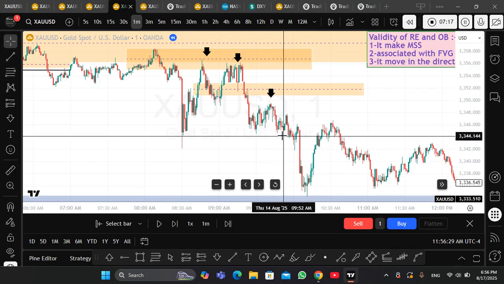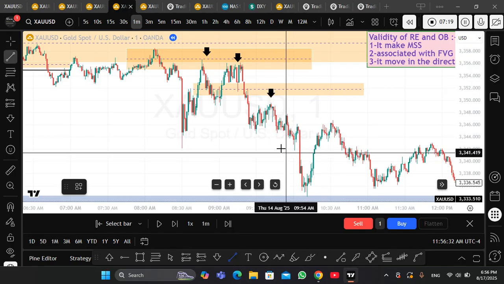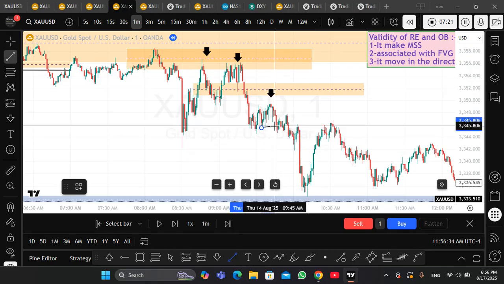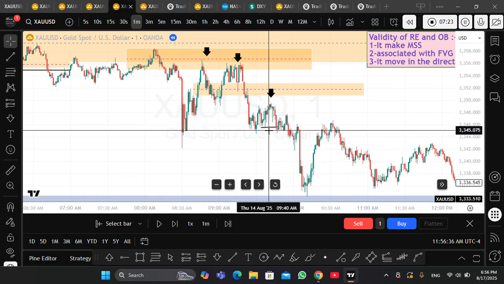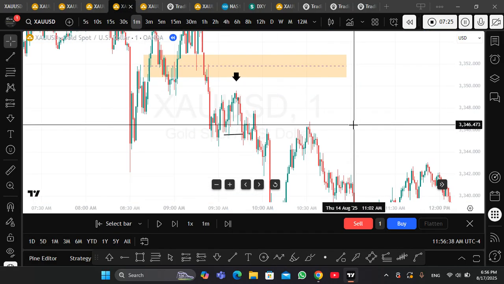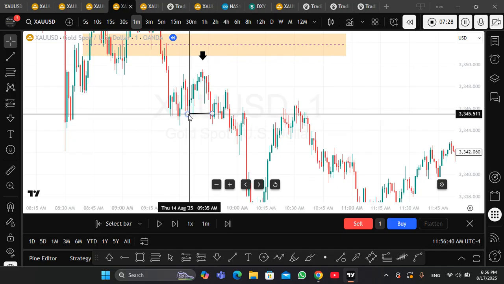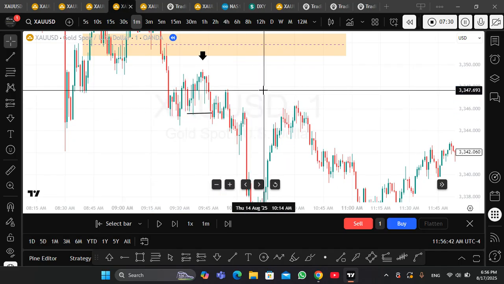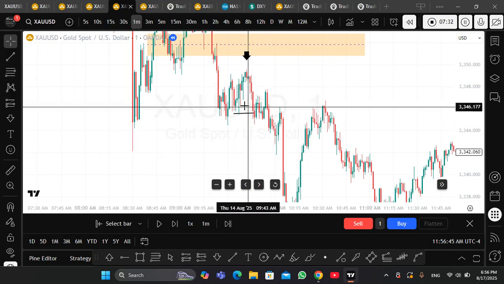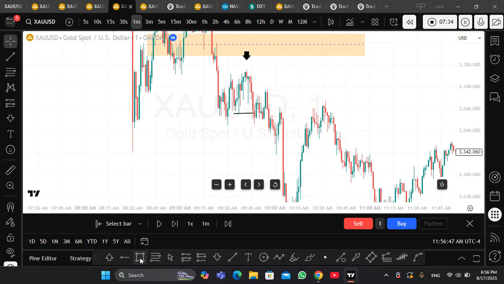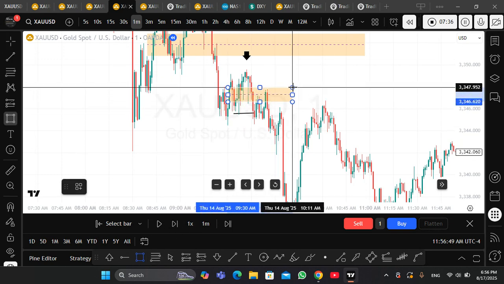You can see how the price behaves in this area on the lower time frame. This is a market structure shift. Once the market structure shift happens, also on 1 minute, this is a market structure shift towards the buys, and there is also the inverted fair value gap. This is the inverted fair value gap.